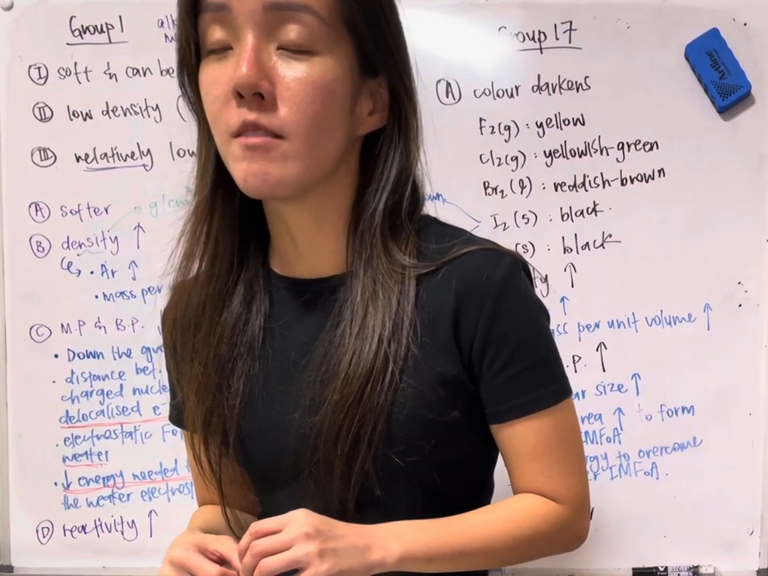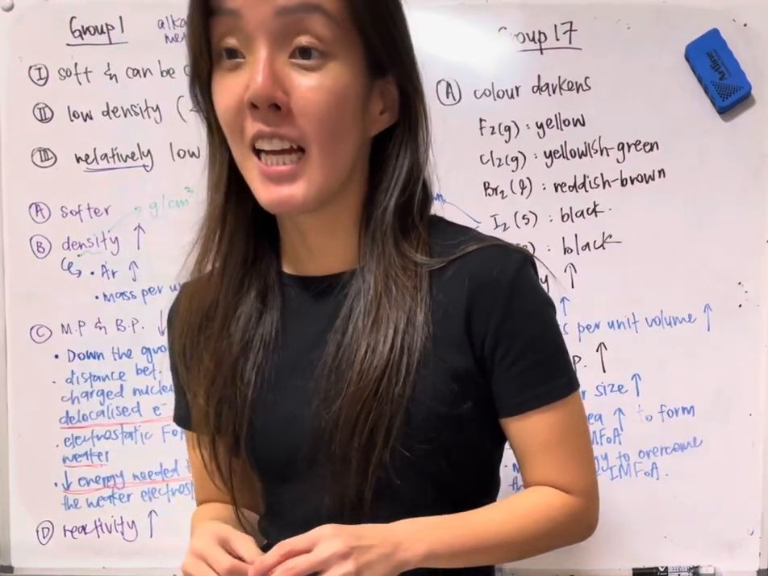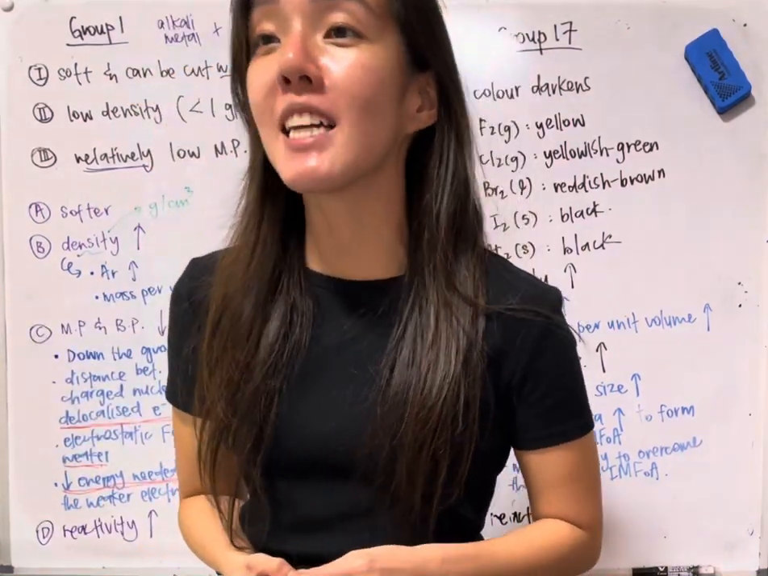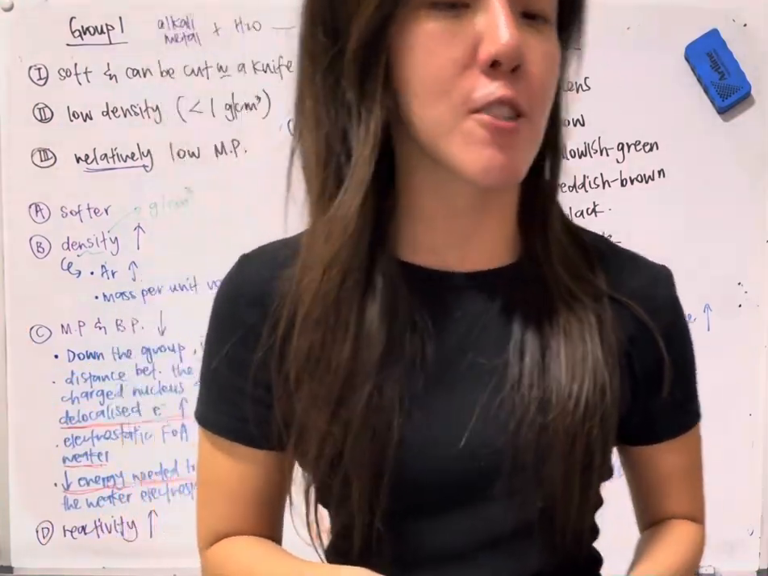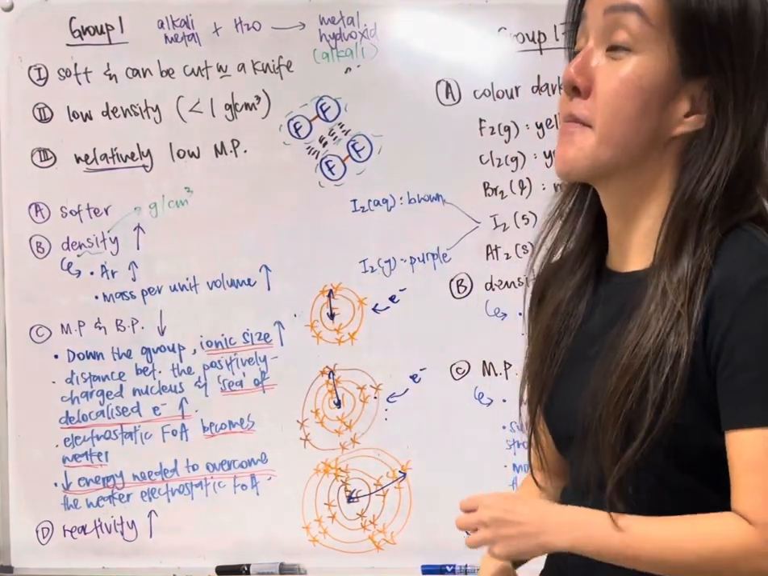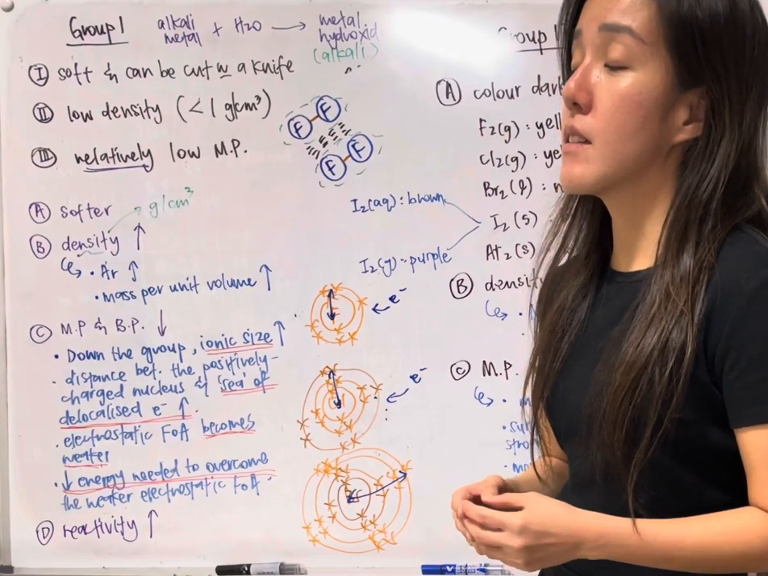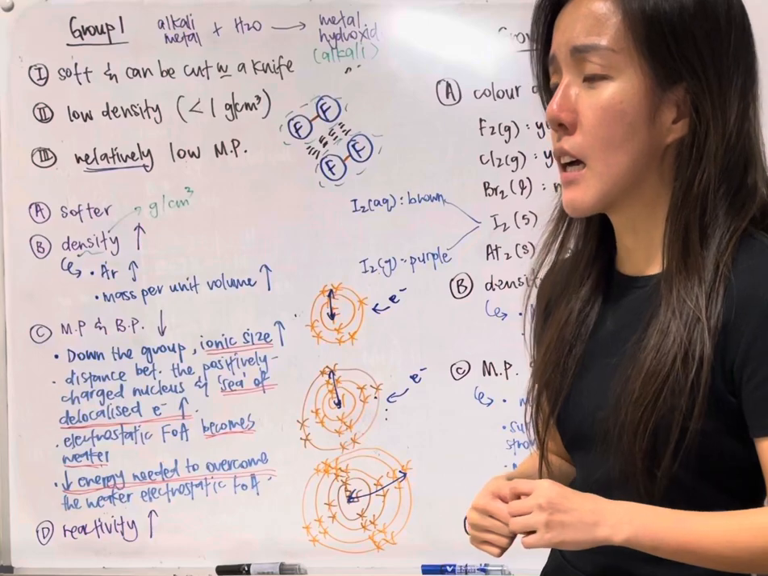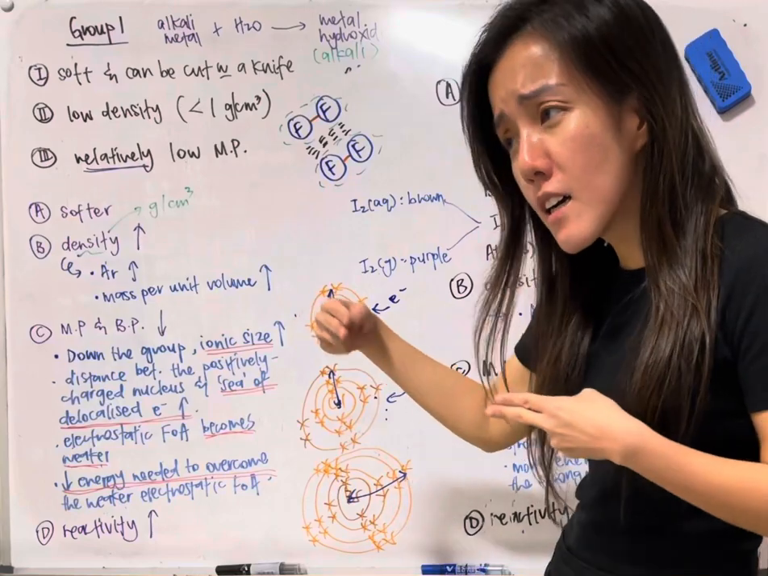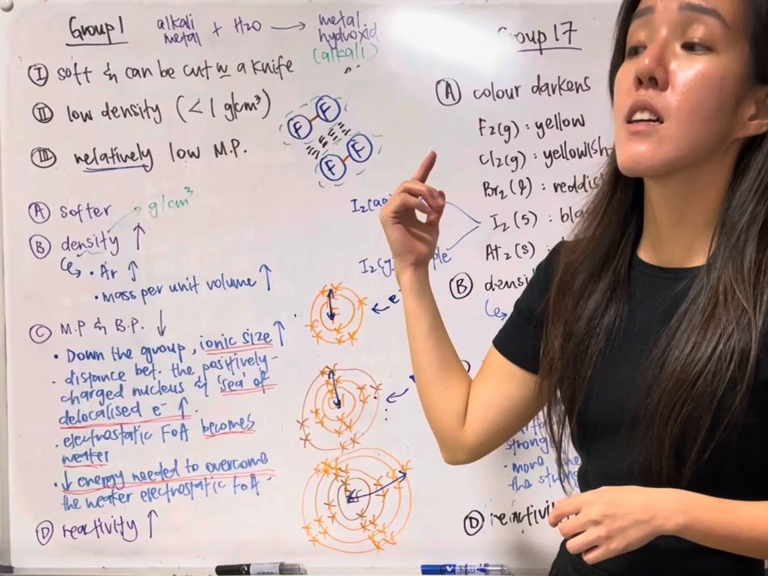Reactivity increases. The first one, I just said already for group 17. Explain now: why does reactivity increase down group 1? Atomic size increases. The distance between the valence electron and the nucleus increases, so the electrostatic forces of attraction become weaker, hence it is easier to lose 1 electron.